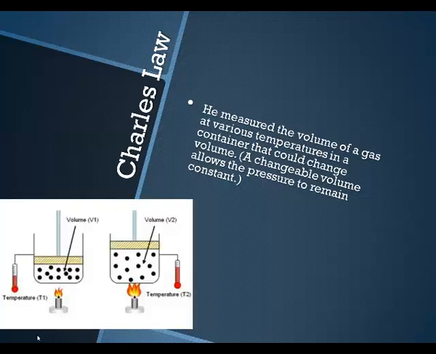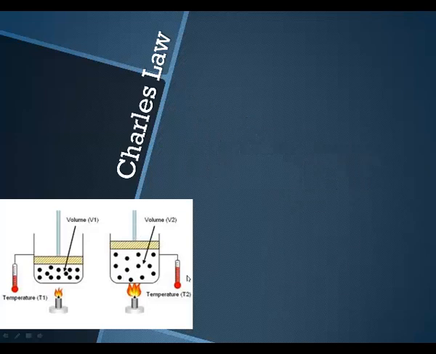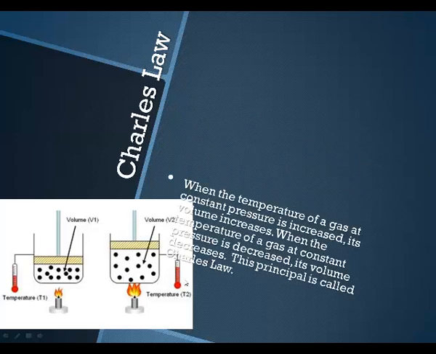So this is similar to what he used. The first container here has a low temperature added to it, and that same container, as a higher temperature is added to it, the volume could change. So the plunger would just simply go up. When the temperature of a gas at constant pressure is increased, its volume increases. When the temperature of a gas at constant pressure is decreased, its volume decreases. This principle is called Charles' law.